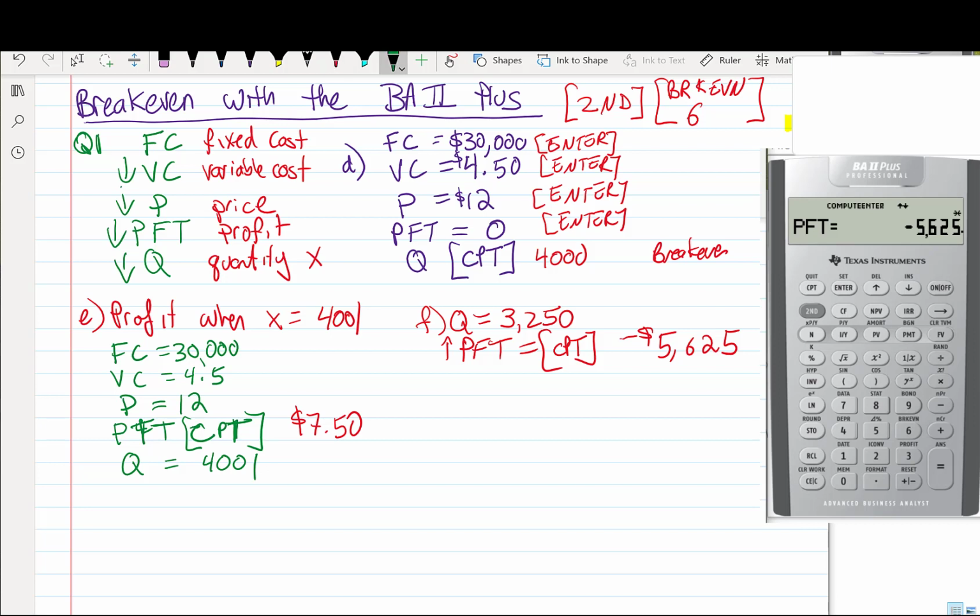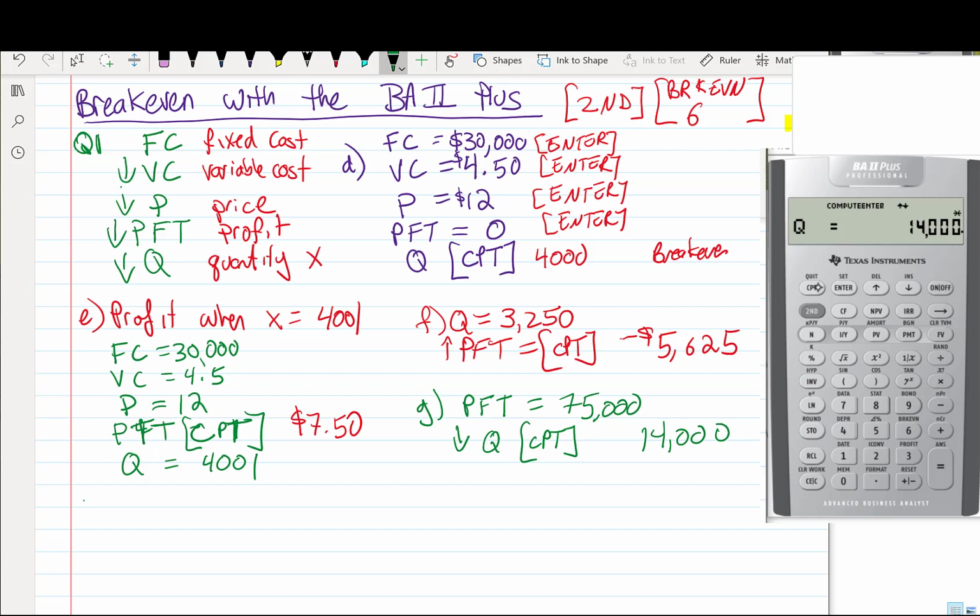Part G, we're going to leave everything alone, except now we're going to change profit to be $75,000. So profit here on the calculator, $75,000, enter, scroll down to Q and compute it. And that gives us $14,000. That was the answer we got.